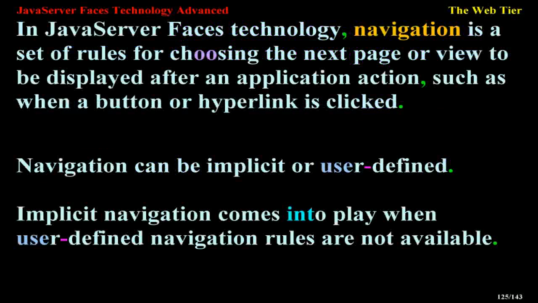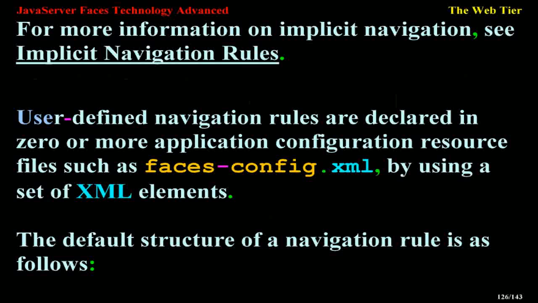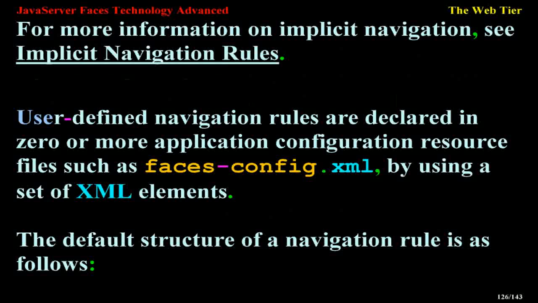Navigation can be implicit or user-defined. Implicit navigation comes into play when user-defined navigation rules are not available. For more information on implicit navigation, see Implicit Navigation Rules.